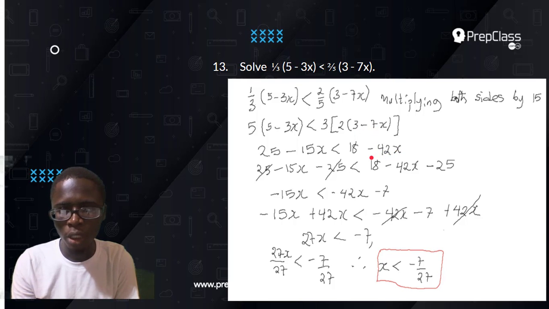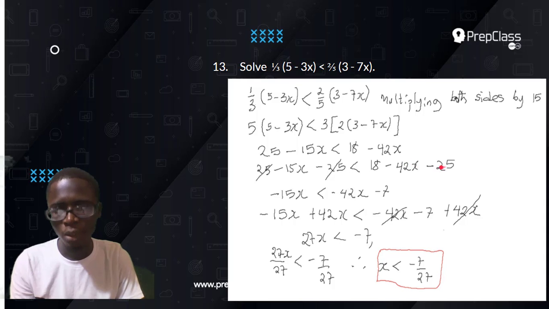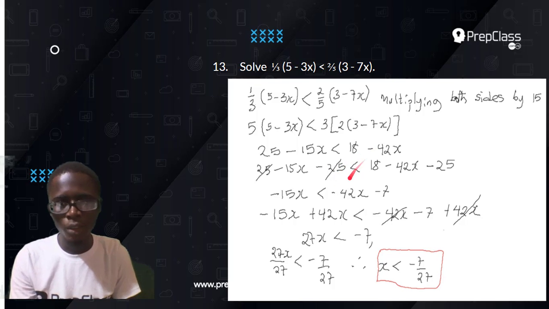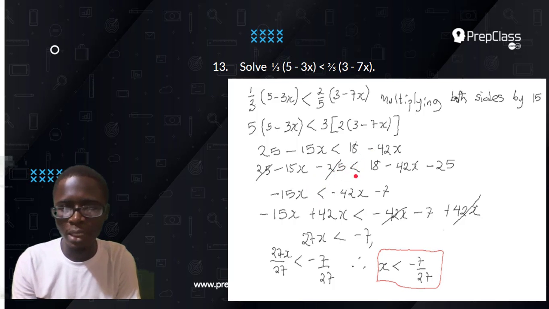So the next thing we do is to collect like terms on one side of the inequality and take constants on the other side. So taking away this 25, we try to subtract 25 here. So minus 25 cancels 25. And here we have 18 minus 42x minus 25. So we subtracted 25 here, and we had to do it here too, so as to maintain the sign we have here.